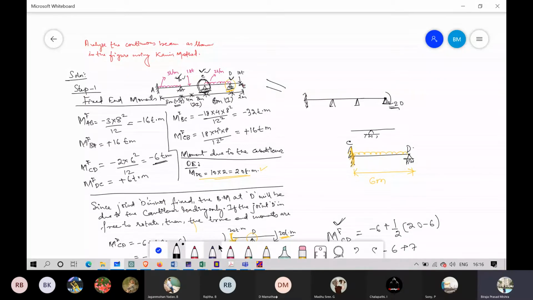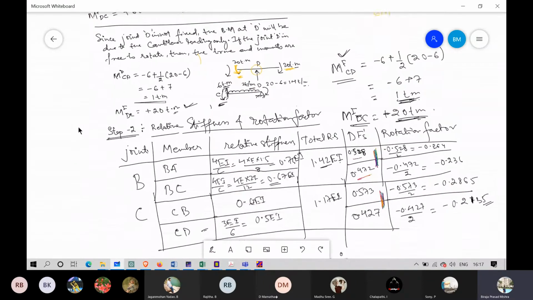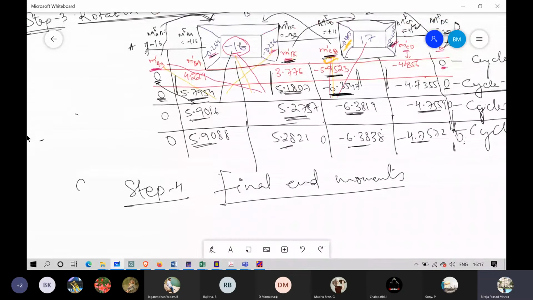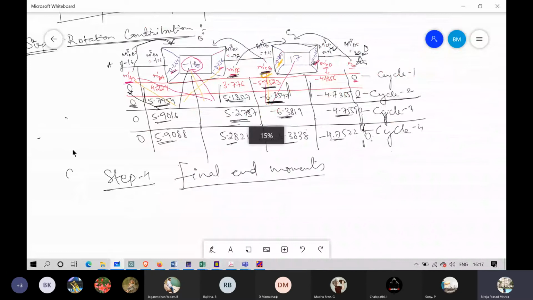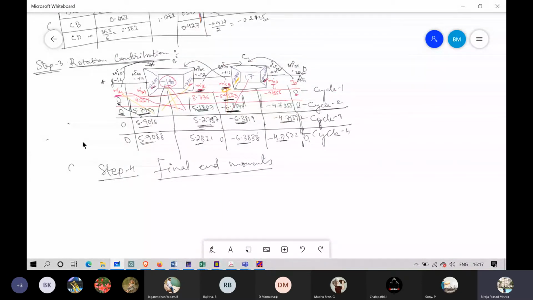So in the previous class, we were solving a continuous beam using Kani's method, and we have gone till the rotation contribution part. Now the next step, the fourth step, is the calculation of the final moments. So how will these final moments be calculated?